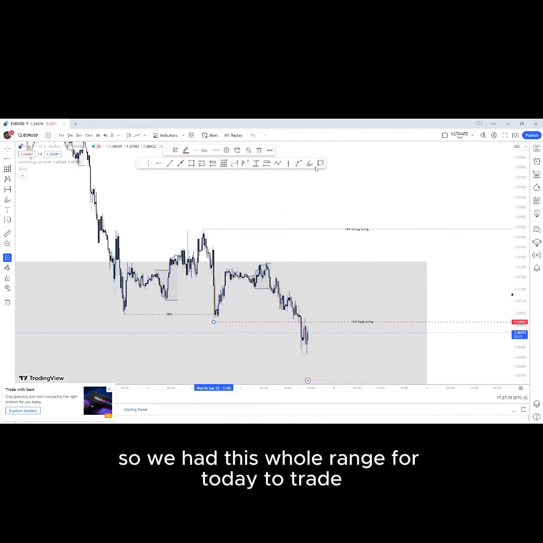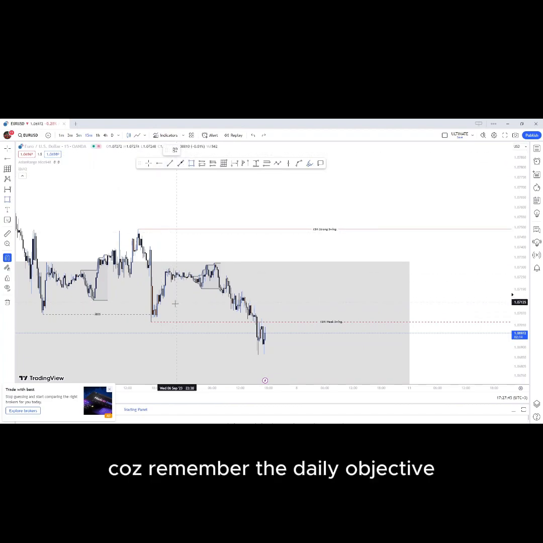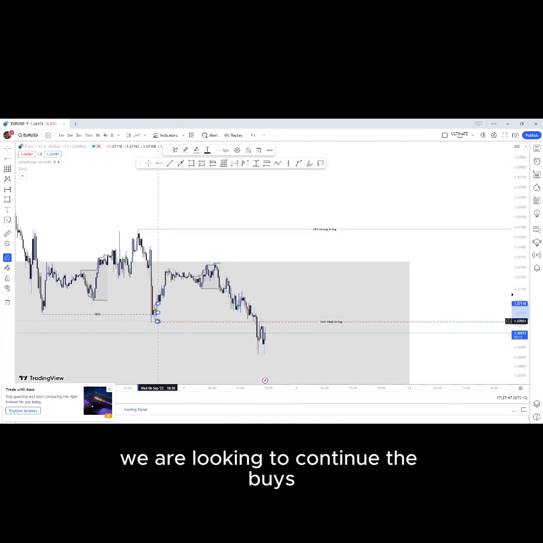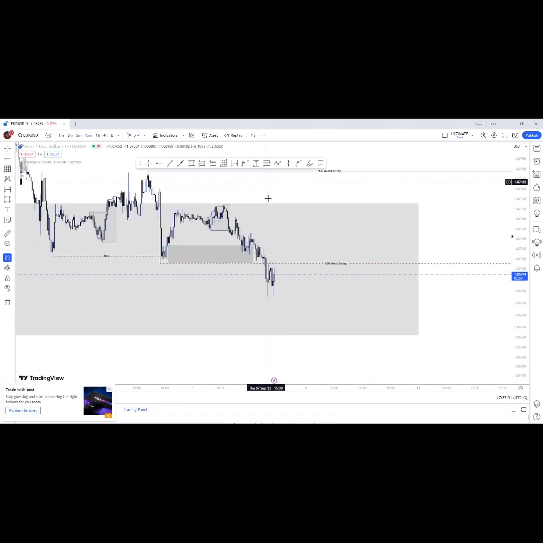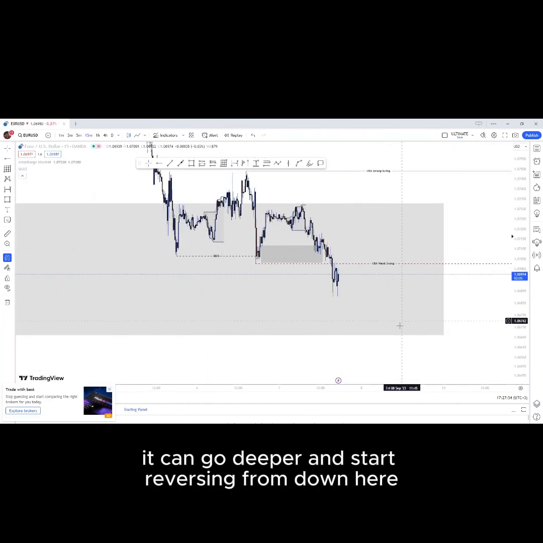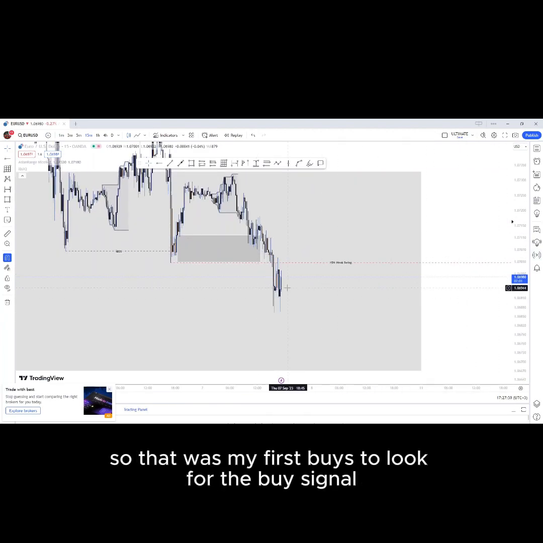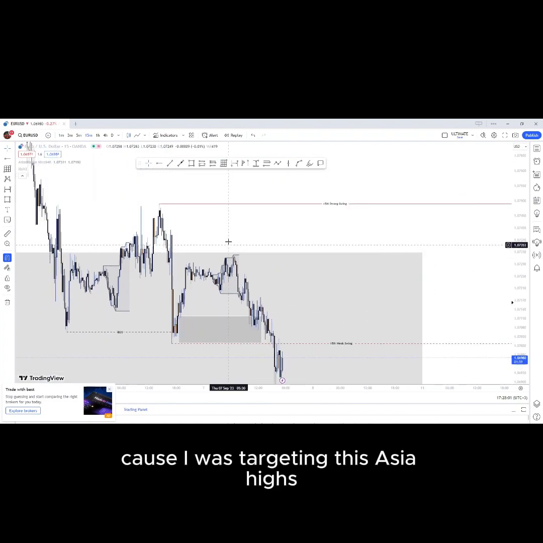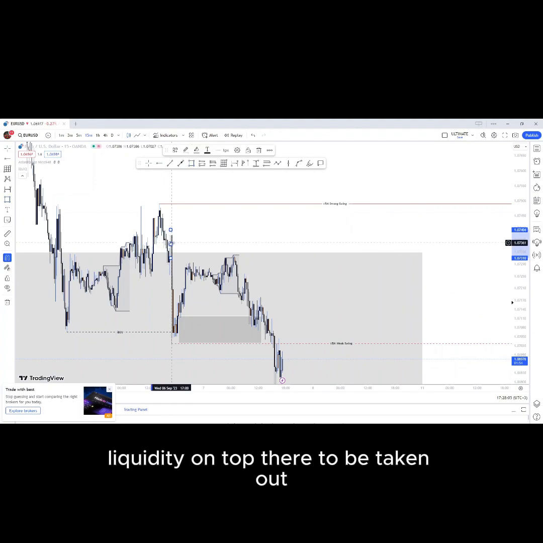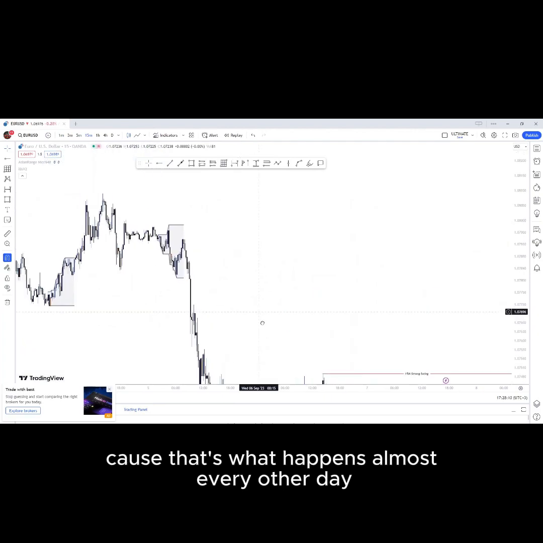So we had this whole range for today to trade. I was looking first for buys because, remember, the daily objective is to continue the buys. But what the market does, this demand is still big. It can go deeper and start reversing from down here. So that was my first bias, to look for the buy signal, because I was targeting this Asia highs liquidity on top here to be taken out, because that's what happens almost every other day.